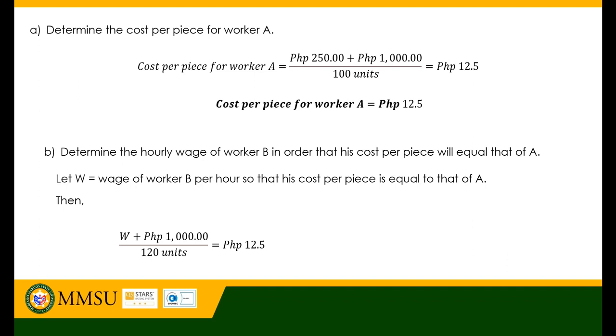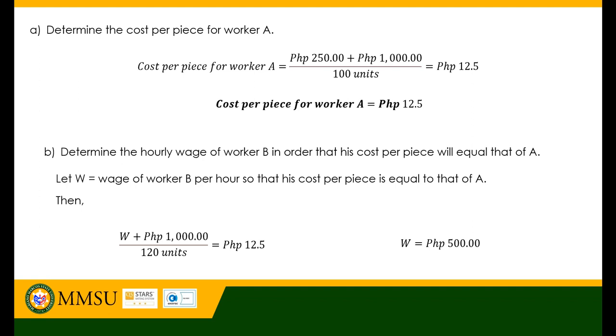Okay? Ayan. Remember yung 1,000 yan yung sweldo naman ng machine. So, yung sweldo ni worker B plus sweldo ng machine divided by 120 units. Okay? That should be equal to 12.5 pesos. So, the hourly wage of worker B should be 500 pesos. No? So, 500 pesos.